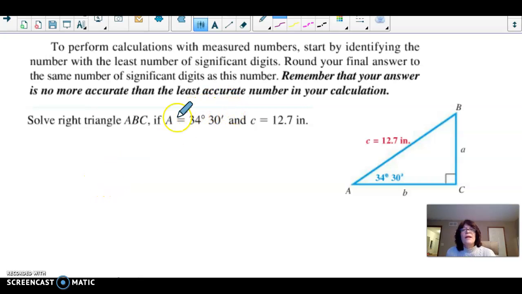All right, so this has 3 significant digits. This has 3 significant digits. So my answer is just going to have 3 significant digits. They don't say round to the nearest whatever. They just expect you to know, I'll just count up the significant digits and that's what I'll have.